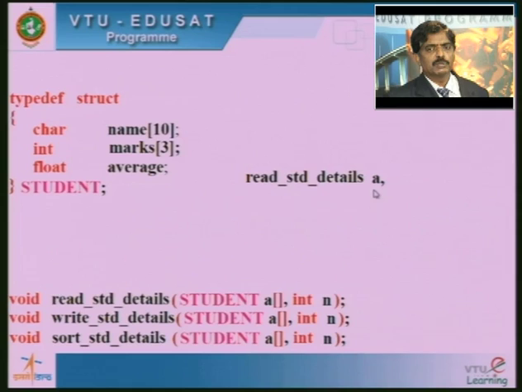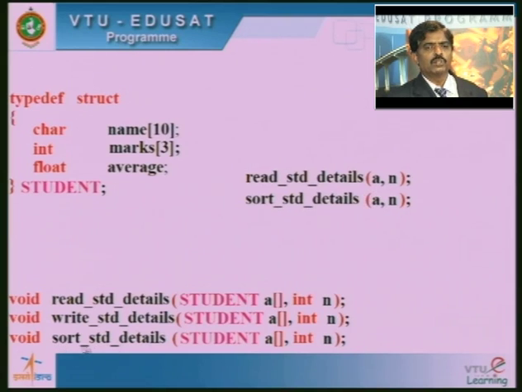So here arguments must be a and n only. Next, let us call sortStudentDetails. So here I write sortStudentDetails, same number of arguments, and here we write a comma n. And finally, after sorting, where is the result? Result is in the variable a.